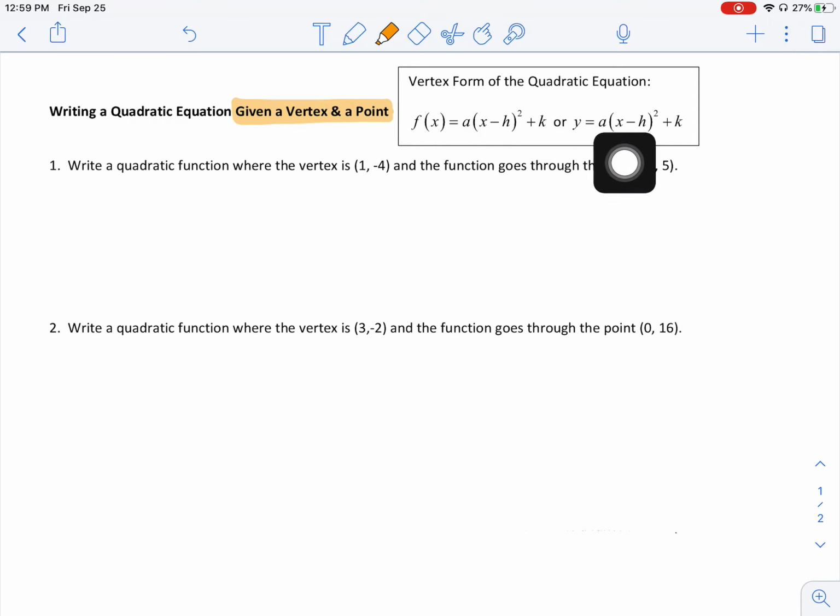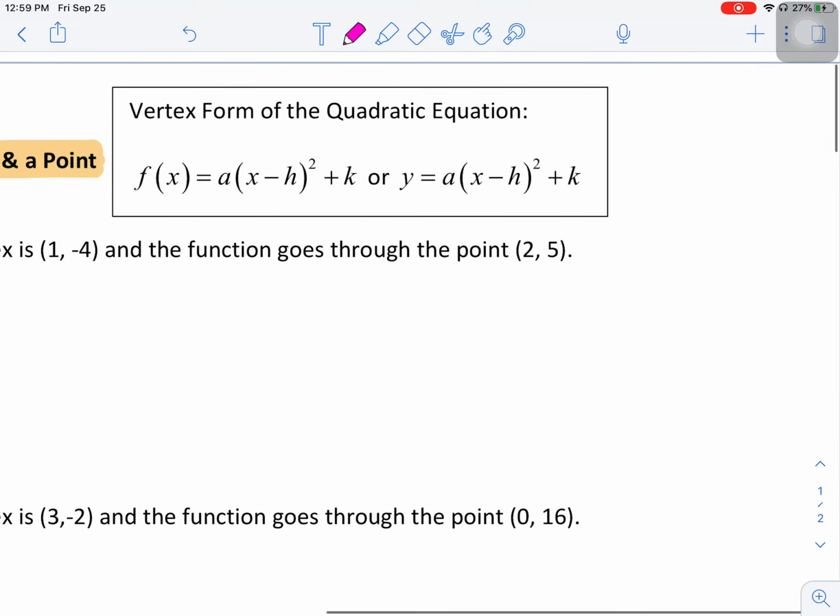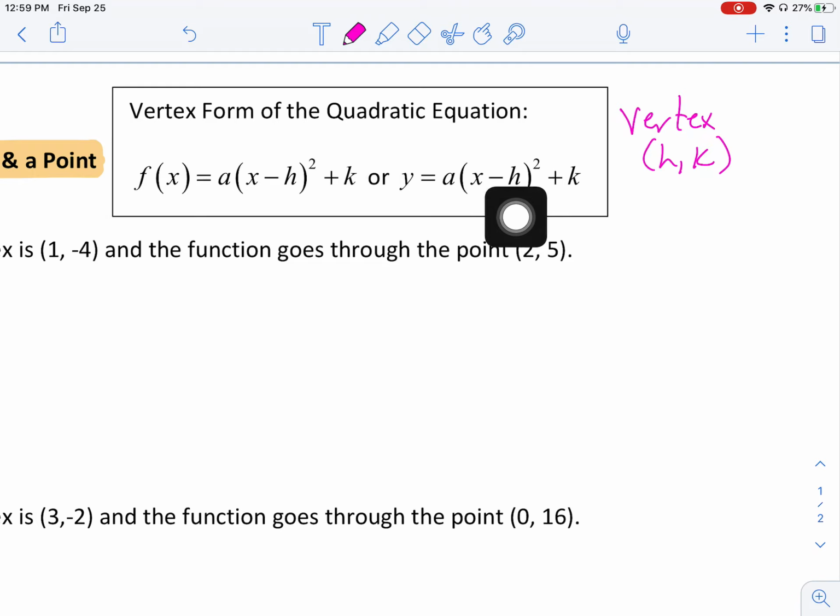So in the little box, I have listed out the vertex form. You can either put it as f of x is equal to or y is equal to, but the vertex form is a times (x minus h) squared plus k. I want to make a couple of notes specific to that format. My first note is that the vertex point itself is the point (h, k). So if you know the vertex, you now know the value for h and you know the value for k.